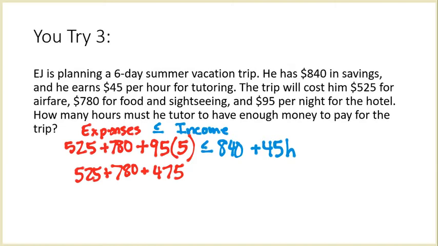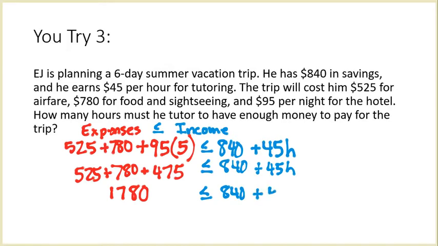Okay, and let's simplify this left side down. So on the left side, that's going to become 1780. Okay, let's look at the right side now. On the right side, I just keep this 840 because I don't have anything to combine. So I need to get h by itself. So the first thing I'm going to do is subtract the 840 off from each side. And I'll get 940 on the left side, and I'll have the 45h on the right.